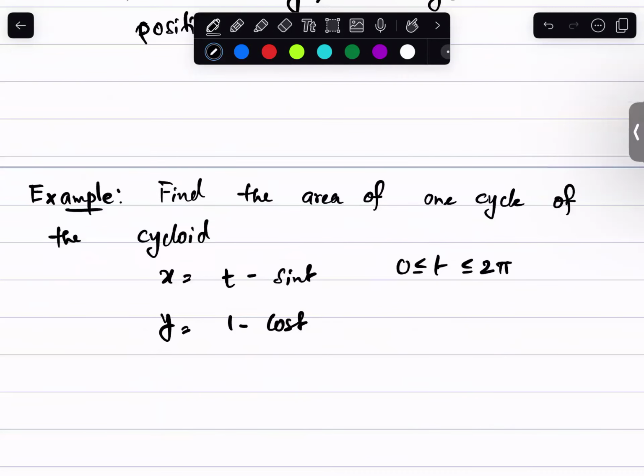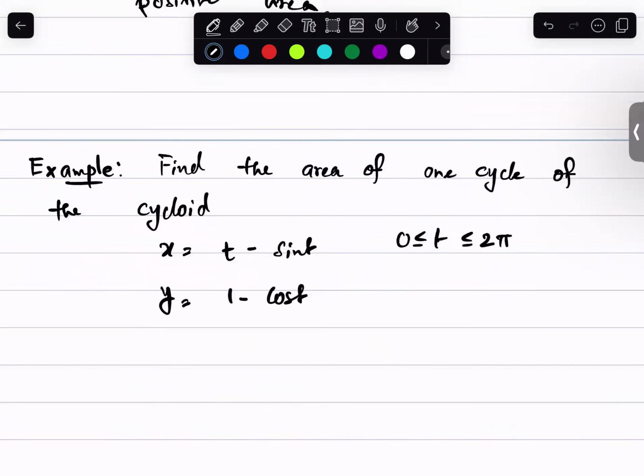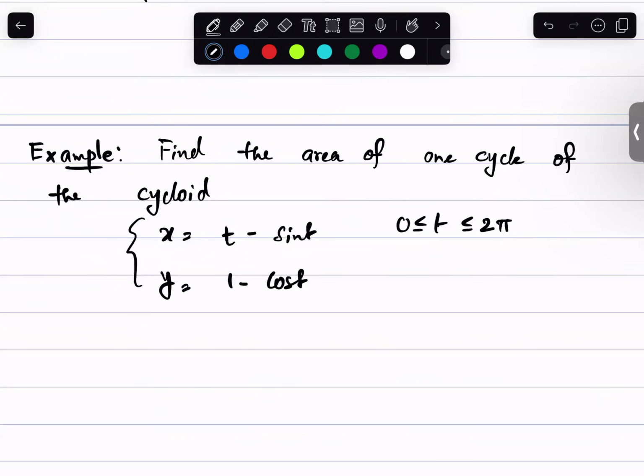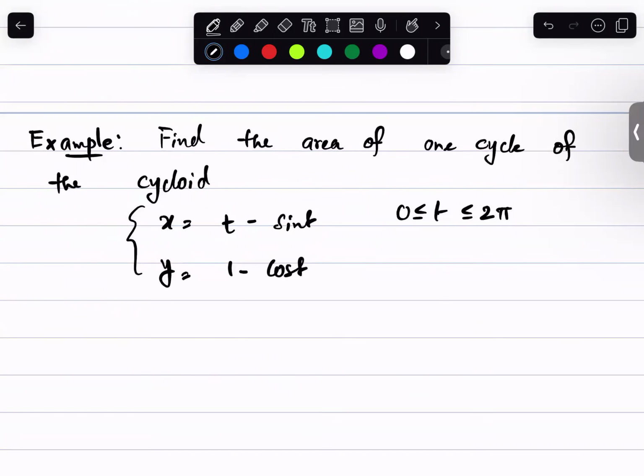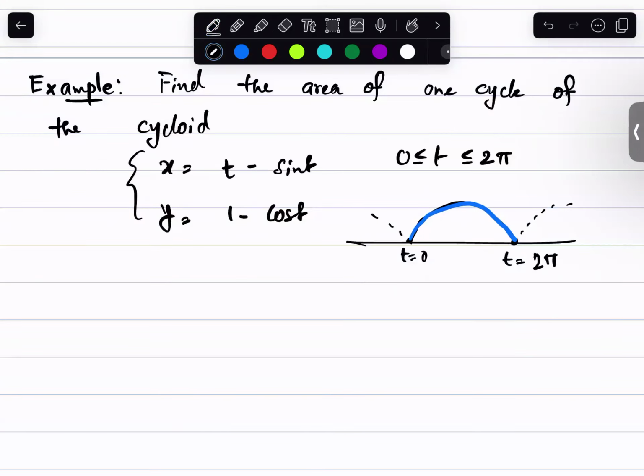So the first example is asking you to find the area of one cycle of the cycloid. We have seen what a cycloid is in a previous lecture. If you remember, the cycloid looks like this. Say this is at t equals 0, and this point is when t is 2 pi. So this is one full circle. We are interested in finding the area under this; this area we want to evaluate.